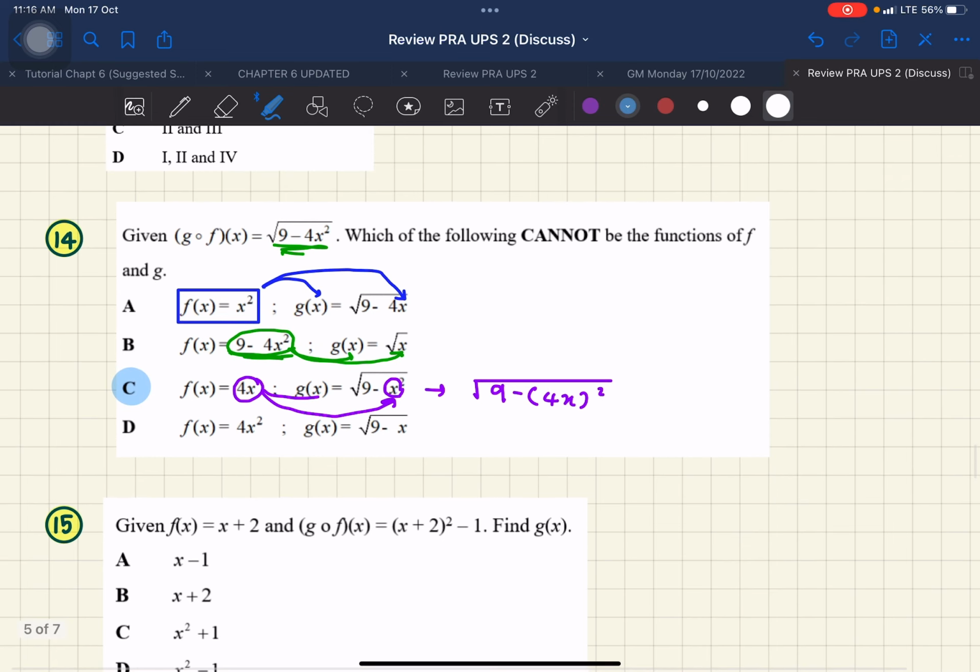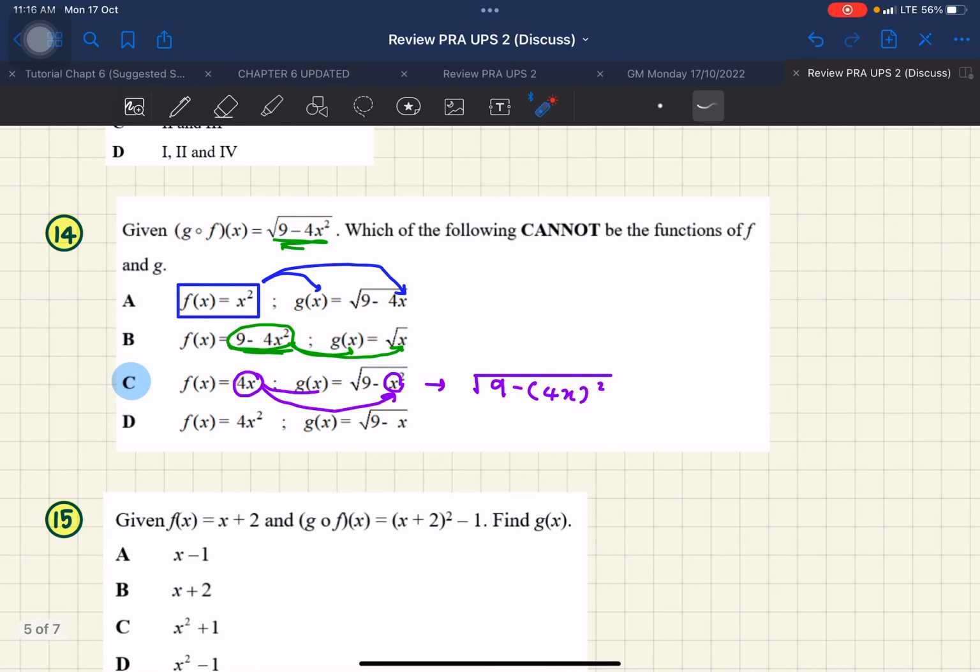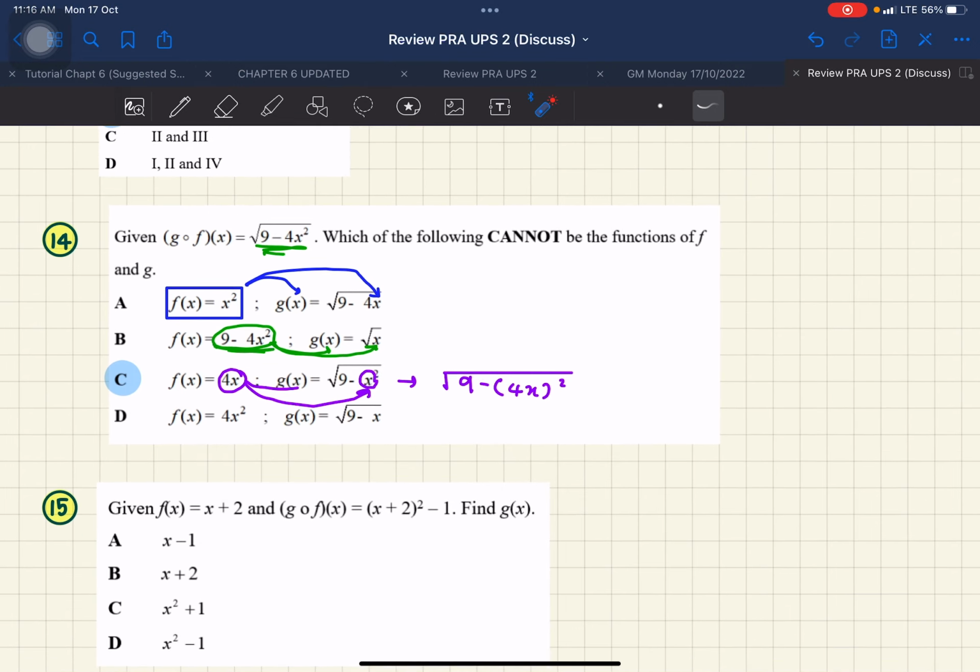Okay, senang je. Awak tak perlu pun nak masukkan satu-satu sebenarnya. Okay, so cuba fahamkan balik this one. So kita bayangkan saja kita masukkan dia. So yang ni pun sama. Kalau let's say awak nak test kan. So kita ada this one, masukkan dalam yang ini, masukkan dalam this one. So dapat tak yang dalam ni 9 tolak 4x square? Yes, dapat. Sama je. Okay, so that's it for number 14.